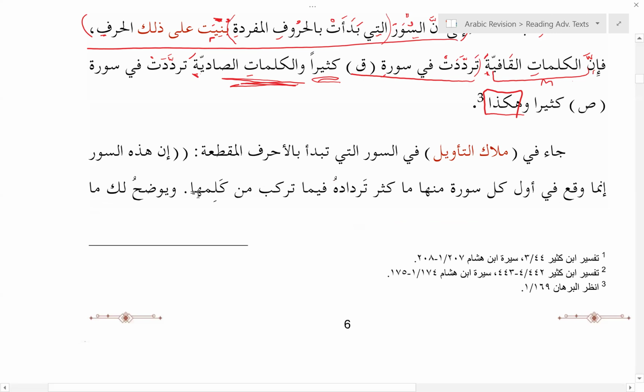I remember we were digging out the meaning of Malakit Tawil, and you only got to know that it's the name of a book. It's actually Milakut Ta'wil. So let's fix that already. Sorry. Okay, good.